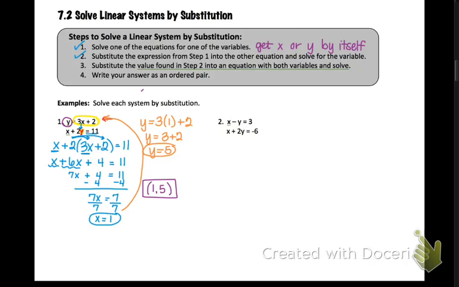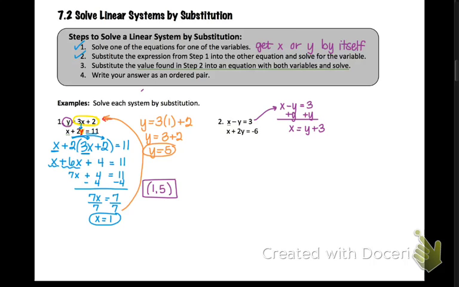Now, any of these would be easy to solve for, but what I see right away is that in this first equation, if I were to add y to both sides, I would have x by itself. So if I have x minus y equals 3, I can start by adding y to both sides. That leaves me with x equals y plus 3.